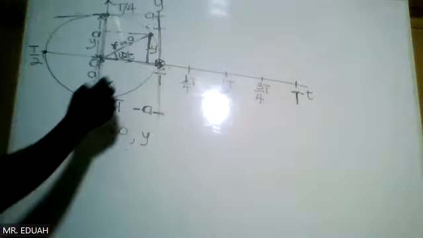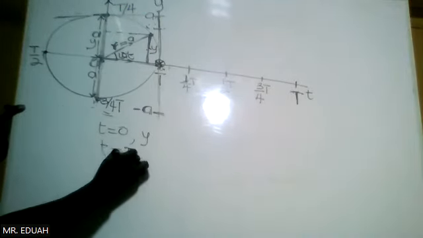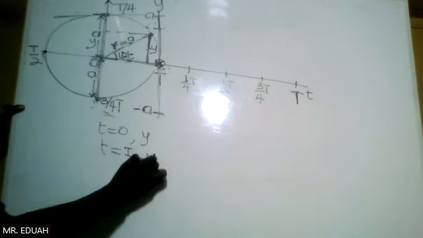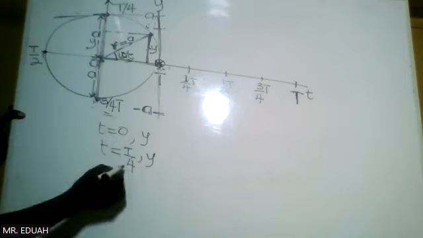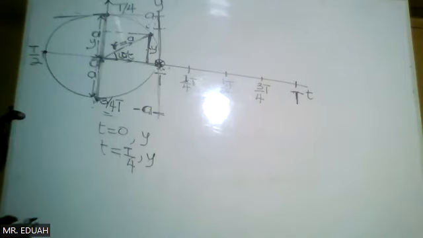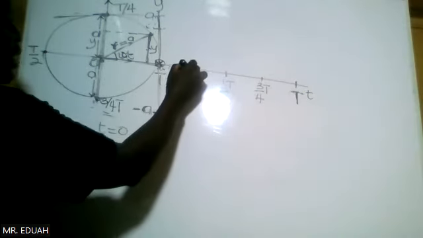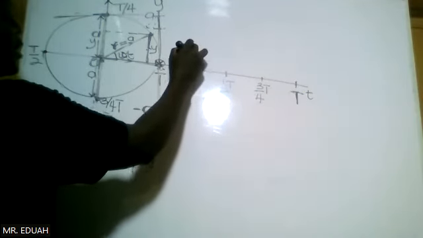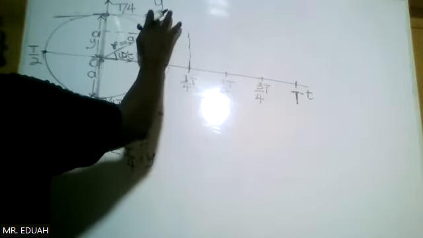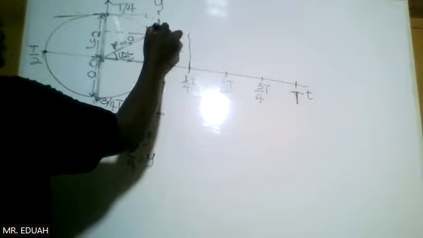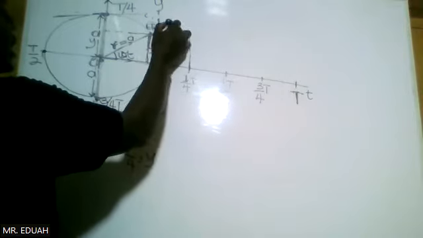So at t is equal to a quarter of the period, what did we get for displacement? At t is equal to a quarter of the period, what did we get for y? y is equal to amplitude. Good. So y is equal to amplitude. The amplitude is too huge, let me reduce it. So maybe somewhere here. So y is equal to a, which is here.